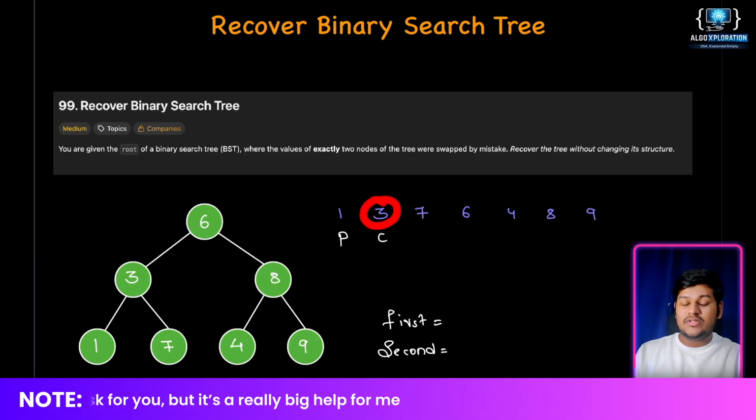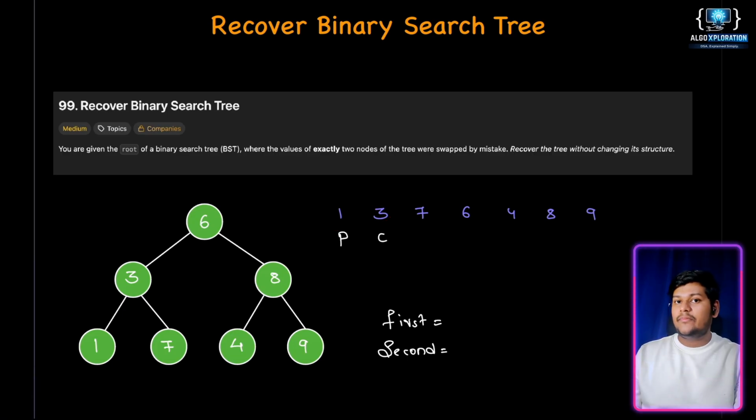Current is this, previous is this. Over here, I can see that the previous is smaller, so I'll just move forward. Now, current is 7, previous is 3. Here too, I can see that the previous is smaller, so again, I need to keep on moving.